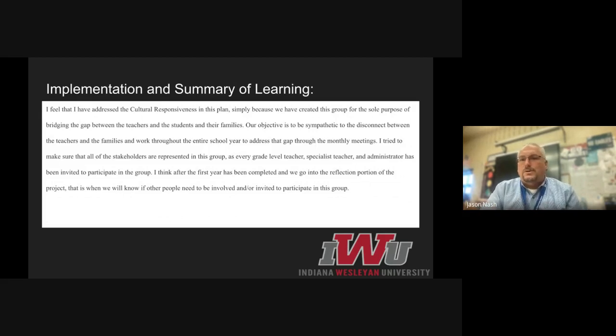I tried to make sure that all the stakeholders would be represented in the group. I'm sending out the Google form asking for the volunteers. My aim is that I'll get at least one grade level teacher, a specialist, and hopefully an administrator to not only be invited, but to join the group and to participate in this group. And then finally, at the end, after their year-long commitment, I certainly would like to, as my 3 interviewees put it, reflect and find out what worked, stick with it, make it better, what didn't work, and how to react to what didn't work in the group. Okay?